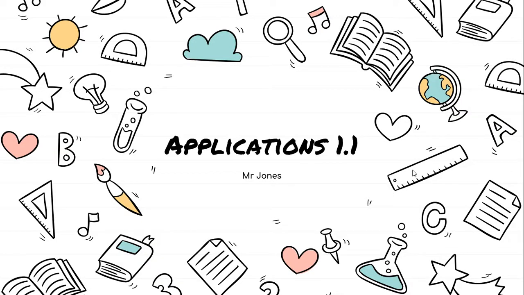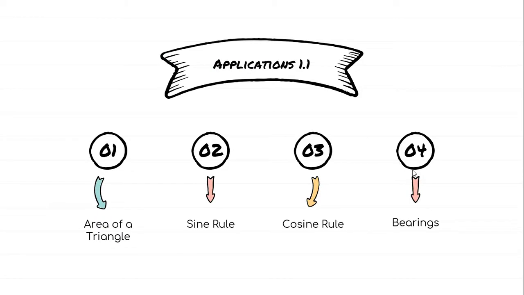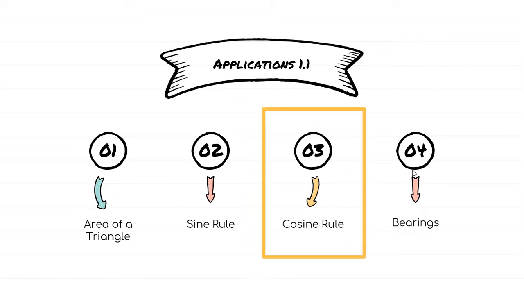Okay, and welcome back for our next lesson on applications 1.1. So again, we've covered area of a triangle, sine rule, and last lesson we looked at the cosine rule, and we're going to finish off our work on the cosine rule today.